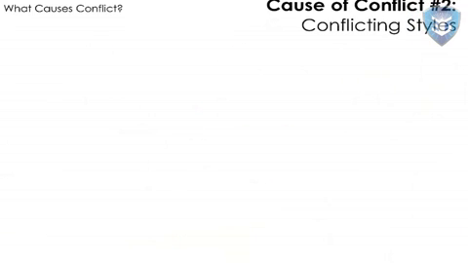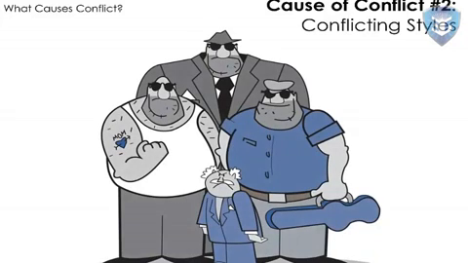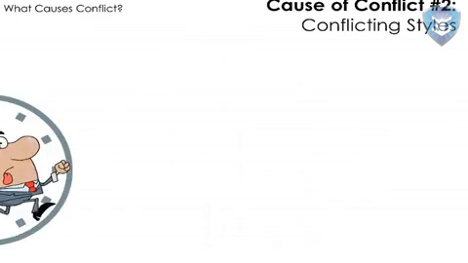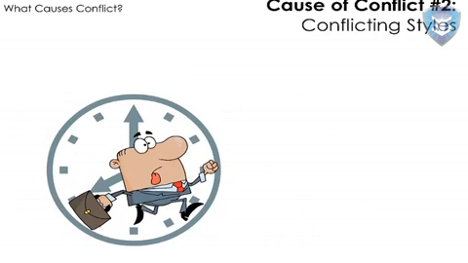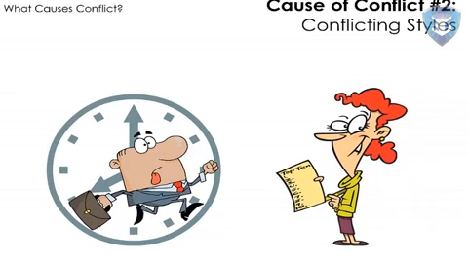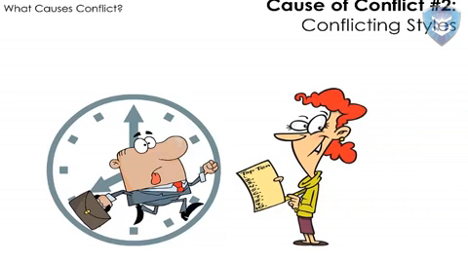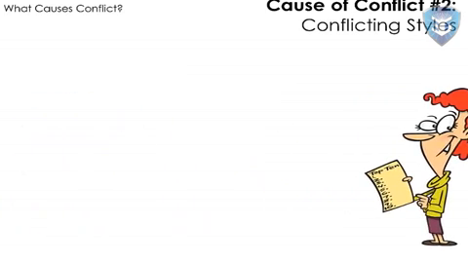Cause of conflict number 2, conflicting styles. People approach work differently. In fact, this is such an important determining factor in how people get along that Kathy Kolbe created a series of cognitive assessments that determine how a person approaches getting work done. Some people like to wait to the last minute and rush a project or work activity, while others like to have a step-by-step, minute-by-minute approach to getting work done. Neither is right or wrong, just different.